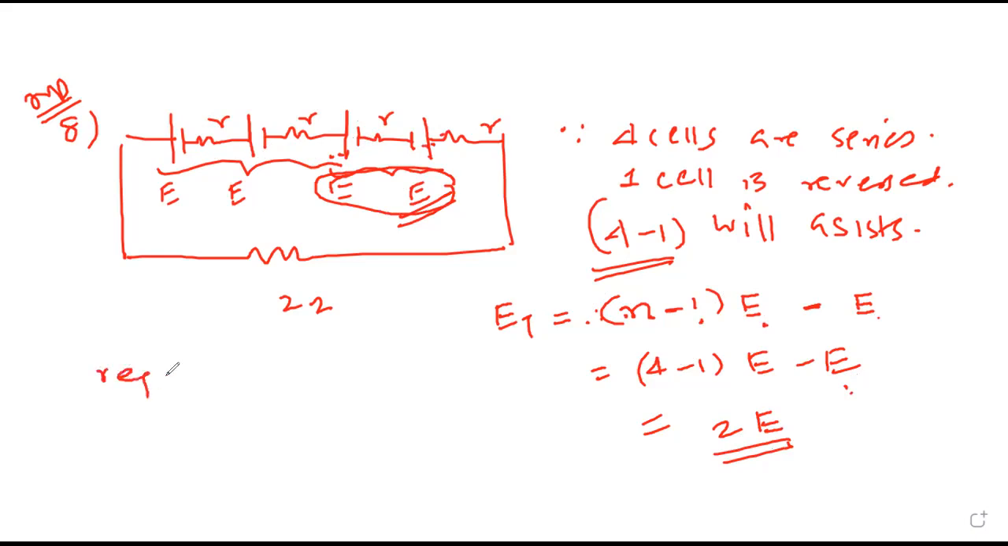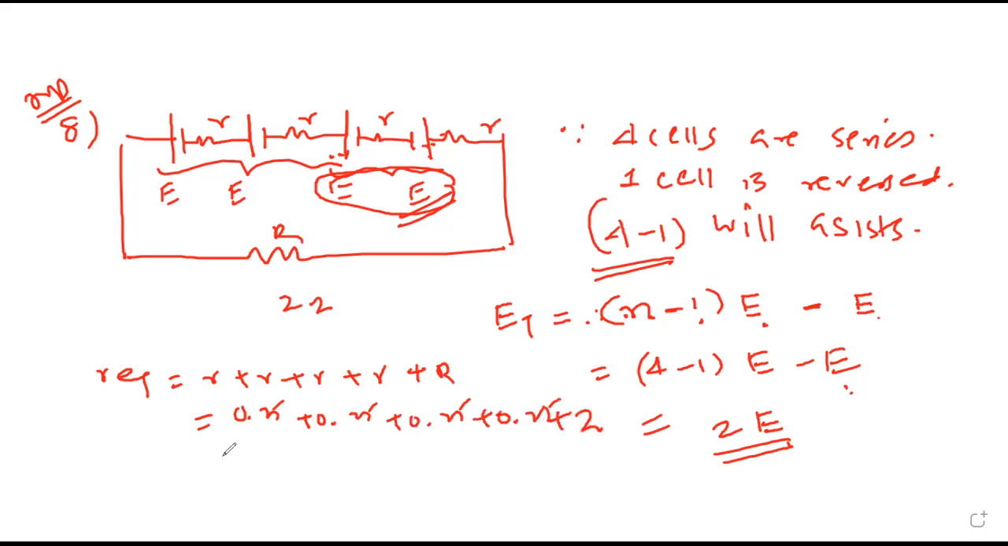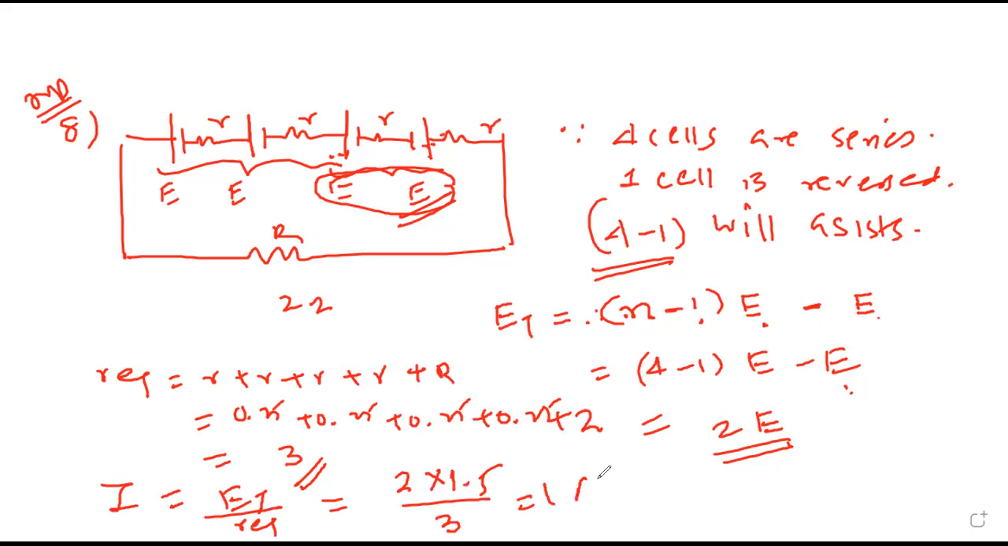And R equivalent is 1 plus 2 plus 3 plus 4 internal resistances and external capital R, all in series. Each small r is given 0.25. So 0.25 plus 0.25 plus 0.25 plus 0.25 plus external resistance 2. 0.25 four times is 1, 1 plus 2 is 3. So current is total voltage upon total resistance. Total voltage is 2E and E is given 1.5. Resistance 3, so 1 ampere is the current, option B.